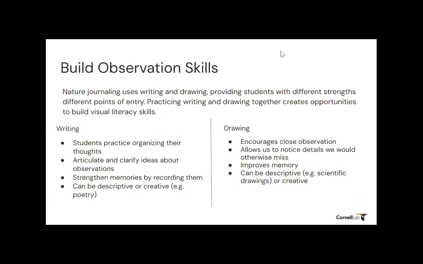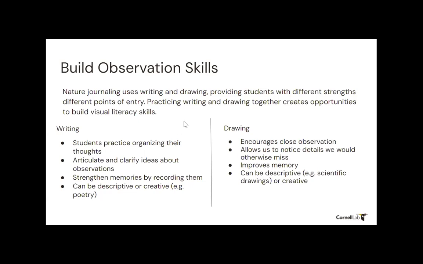And there are a couple ways that nature journaling supports building observational skills. Since it uses both writing and drawing, one of the things I like about it is it provides different students with different strengths, different points of entry into nature journaling. So if writing intimidates you, but you're great at drawing, you have a way to relate to nature and record what you're observing, and vice versa. And by combining the two, we're not only building visual literacy skills, we're helping students build on their art strengths and build up areas where they feel less confident.